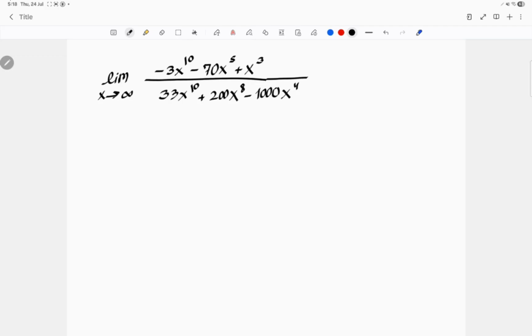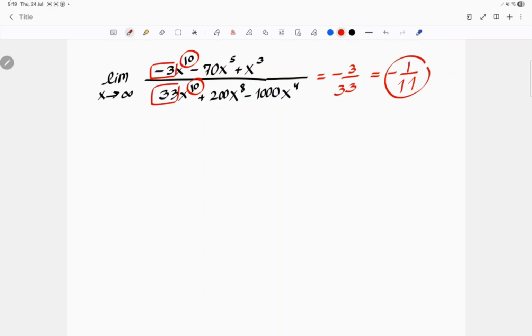So here, the highest exponent of x in the numerator is what? 10. How about the denominator? 10. Because they're both the same, just divide their coefficients by each other. Yes. So negative 3 over 33, negative 1 over 11 would be the answer.